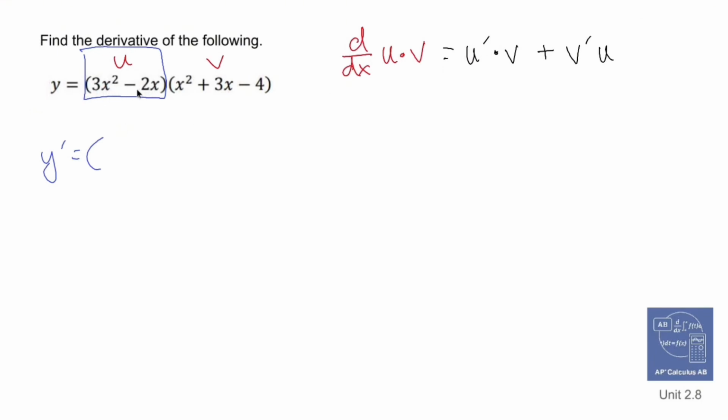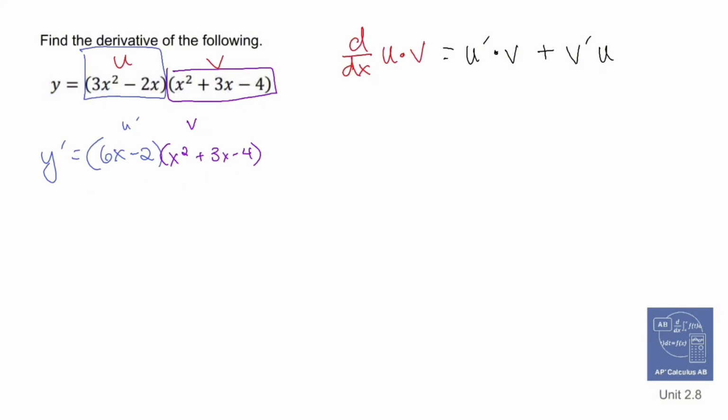So this is power rule the whole time. The derivative of 3x squared is 6x, minus the derivative of 2x, which is just minus 2. Okay, so that's u prime. And then v, we'll do purple for v. Regular v is just going to be regular v: x squared plus 3x minus 4.